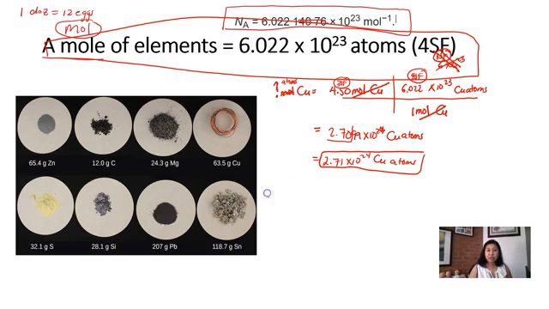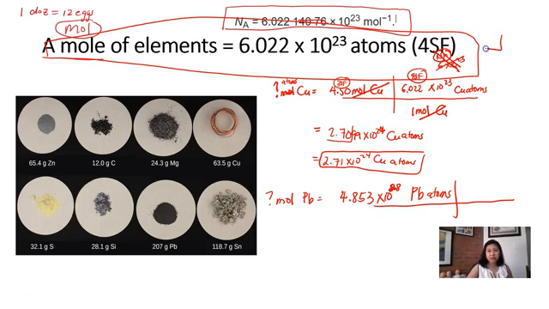If you're given the number of atoms, you're asked to find a collective group. How many moles of lead are present in, say, 4.853 times 10 to the power of 28 lead atoms? Okay, so you still use the same information. It's right here on the box to do that conversion.